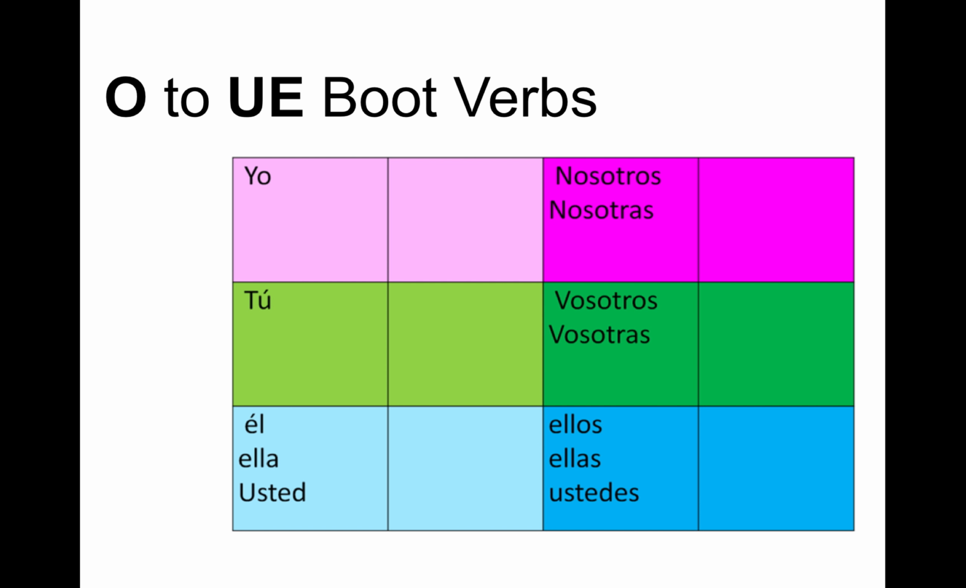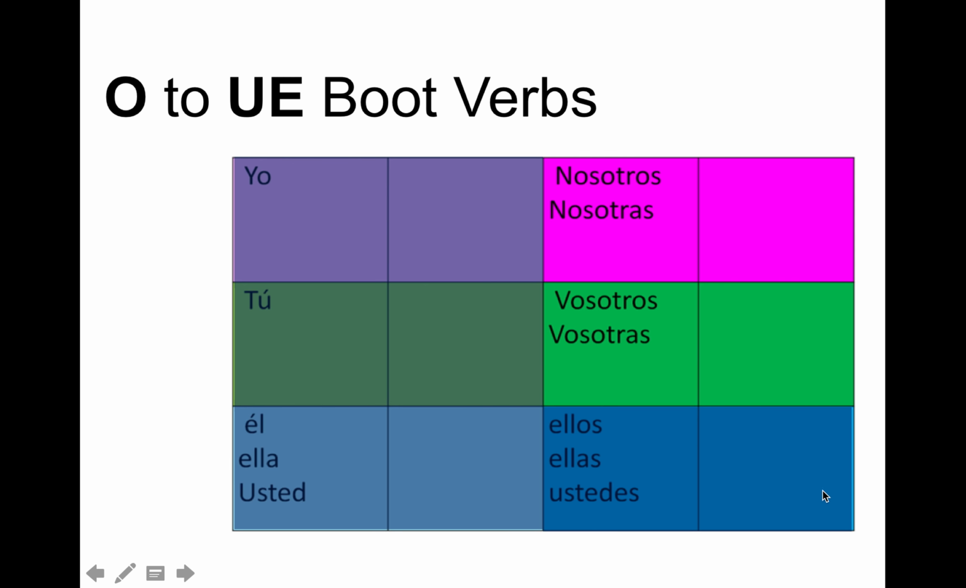Okay, today we're going to learn about O to UE boot verbs. So just to remind you, a boot verb is pretty much a normal verb, but it has one extra step, one exception. In this case, we're going to change the O in the stem to UE in the forms that are inside of the boot. And to remind you, these are the forms inside of the boot. Remember, if you outline it, it kind of looks like an ugly boot. And then nosotros and vosotros are outside of the boot.